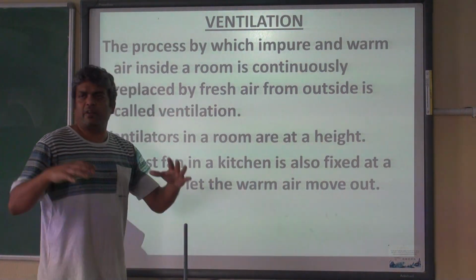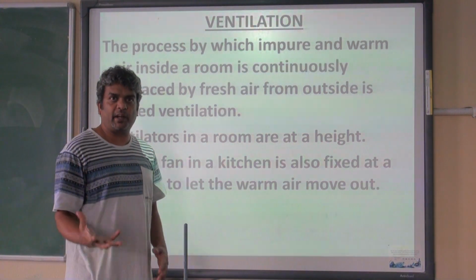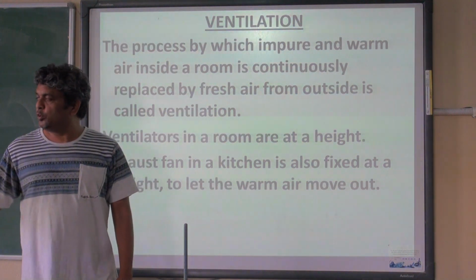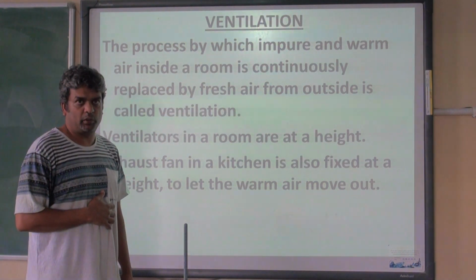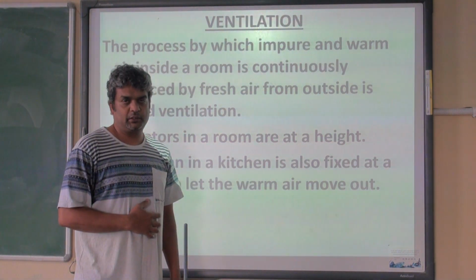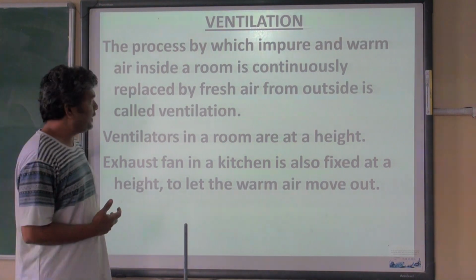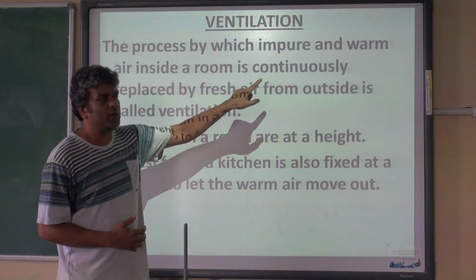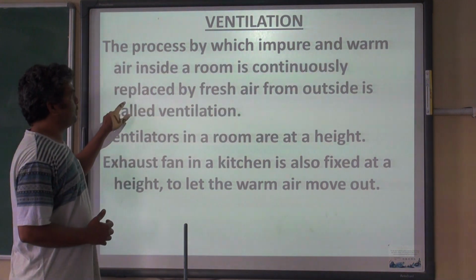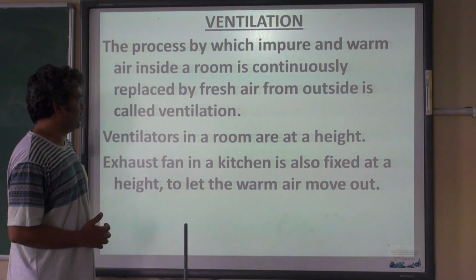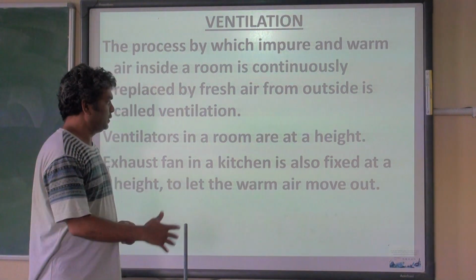Now, at home, the air which is also there, we breathe in, we breathe out. When we breathe out, that air is warm, so it rises. So at home, when you see the windows, above the windows or above the door, you will find an opening, a smaller window. That window is called a ventilator. Okay? Why do we have ventilators? For ventilation. So what is ventilation? The process by which impure and warm air inside a room is continuously replaced by fresh air from outside is called ventilation. So the warm air goes out and the cold air comes in through the window.